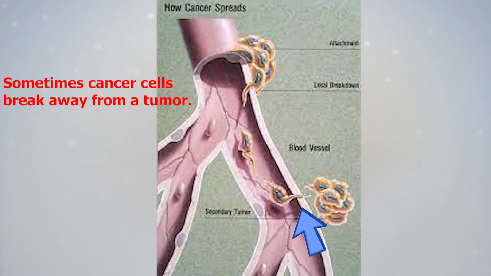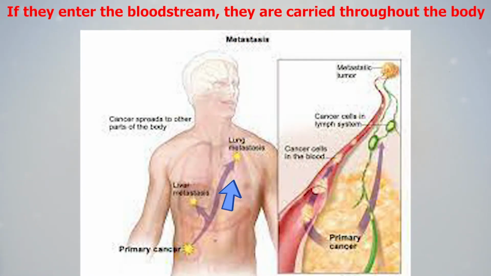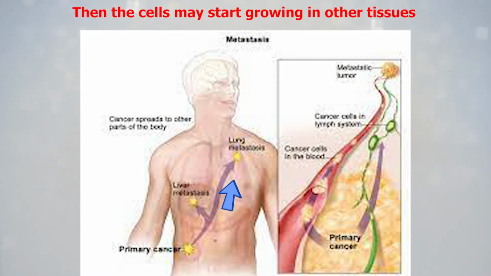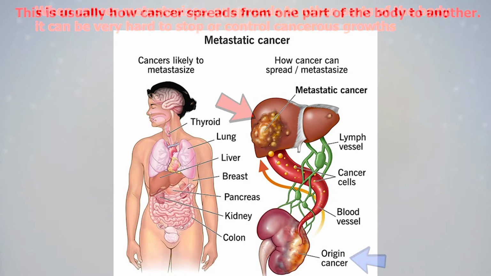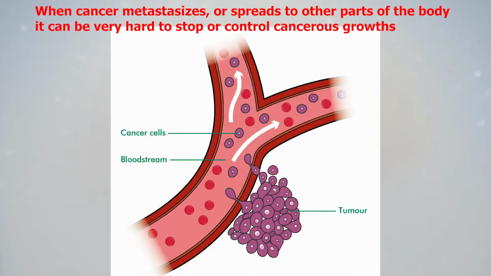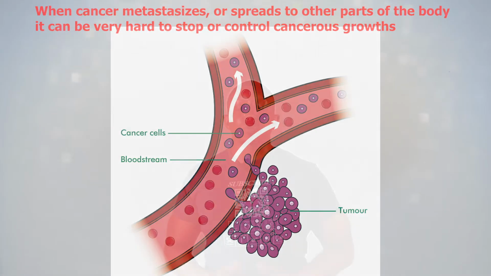Sometimes cancer cells break away from a tumor. If they enter the bloodstream, they are carried throughout the body. Then the cells may start growing in other tissues. This is usually how cancer spreads from one part of the body to another. When cancer metastasizes or spreads to other parts of the body, it can be very hard to stop or control cancerous growths. Now let's talk about the different ways to treat cancer.